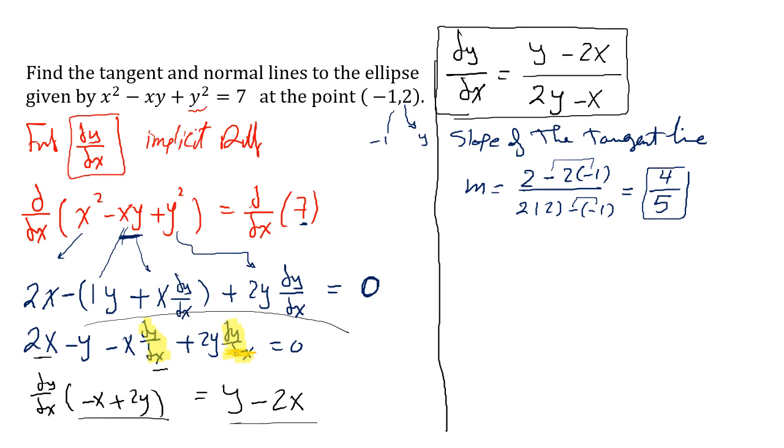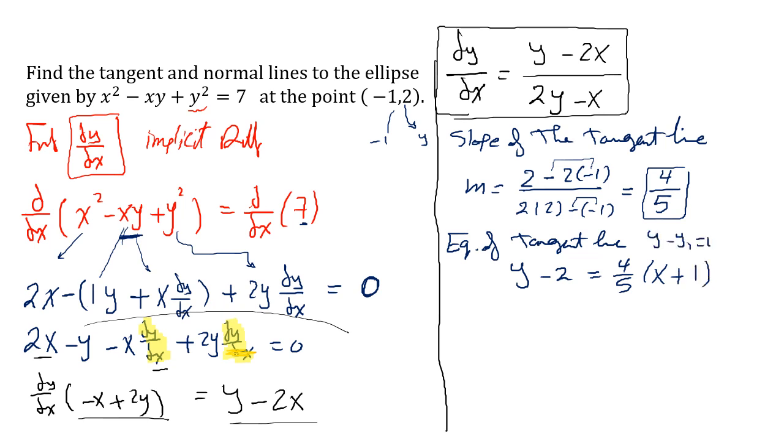If I wanted to find the equation of the tangent line here, it's going to be y minus y1, which is 2, equal to the slope times x plus 1, in the form of y minus y1 equals m times x minus x1, the point slope form.